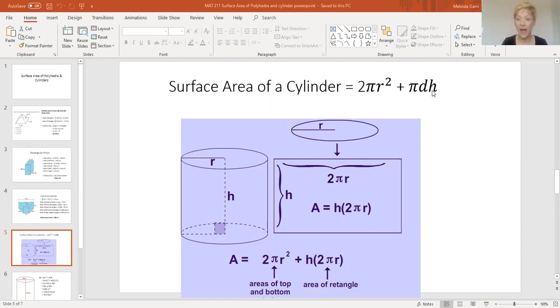Okay, so that's where that comes from, that pi dh. So that's the formula for the surface area of a cylinder. All you need to know is the diameter or the radius, because when you know one, you automatically know the other one. So let's go look at one.